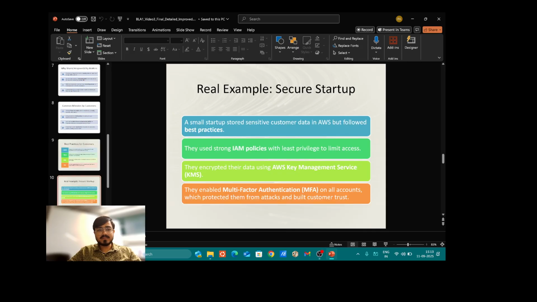So let's see some real examples. Secure startup. Here's a positive example. A small startup stores sensitive consumer data in AWS, but followed best practices. They used strong IAM policies with least privilege to limit access, encrypted the data with AWS KMS, and enabled MFA for accounts. As a result, their cloud environment was secure, customers trusted them, and they grew successfully. This shows the power of doing shared responsibility correctly.